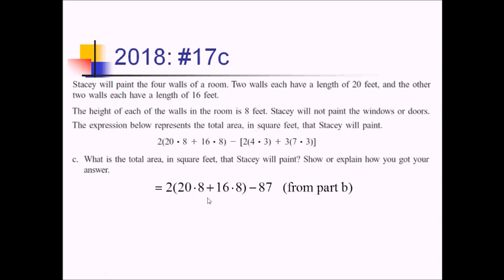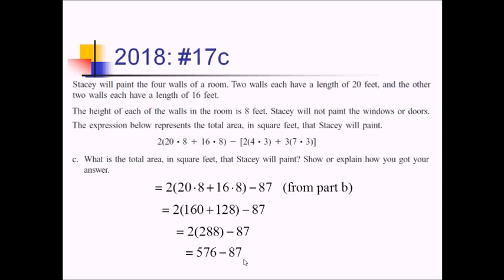So again, PEMDAS, we'll do the parentheses first. Within the parentheses, multiplication is happening before addition. So we've got 160 plus whatever 16 times 8 is. Let's see, 8 times 10 would be 80, plus 8 times 6 would be 48, so that's 128 altogether. And then 160 plus 128 gives us 288. Now we have to multiply that by 2. So that's 400 plus another 160 plus another 16. So that's going to be 576.